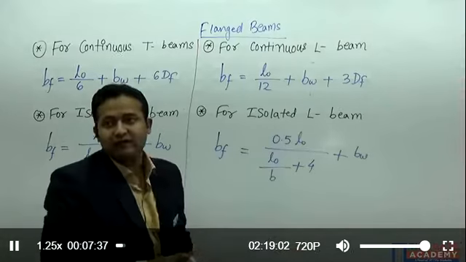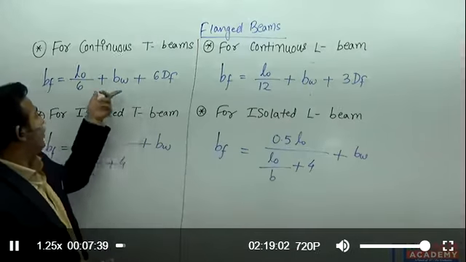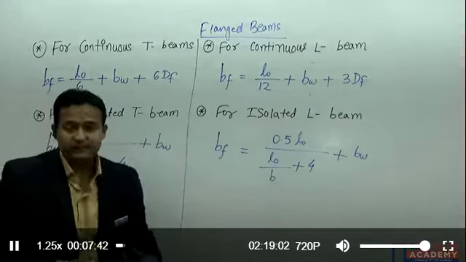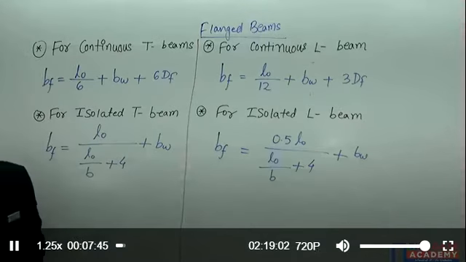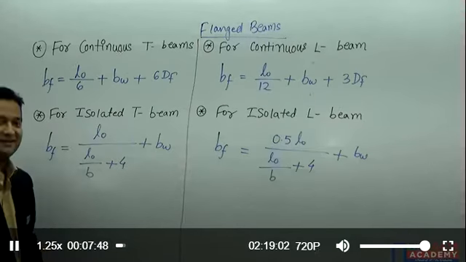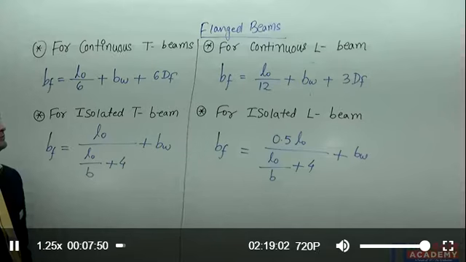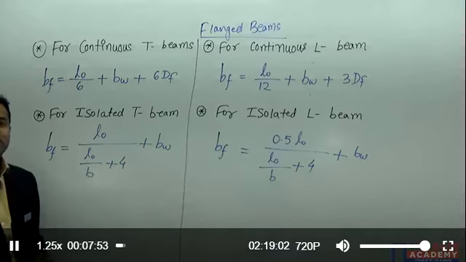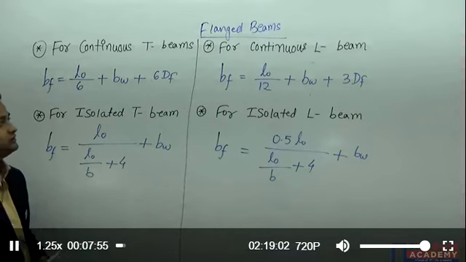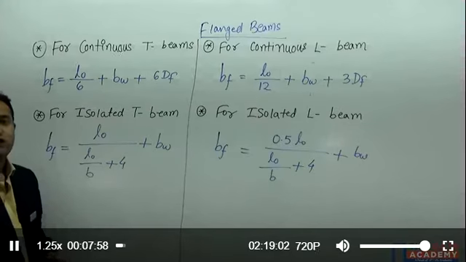Please note down these formulas, then we will discuss what is L0, what is bw, what is Df, and what is b. You have sufficient time to copy this. So in this way we calculate the effective width of the flange. All these formulas are given in IS 456:2000.